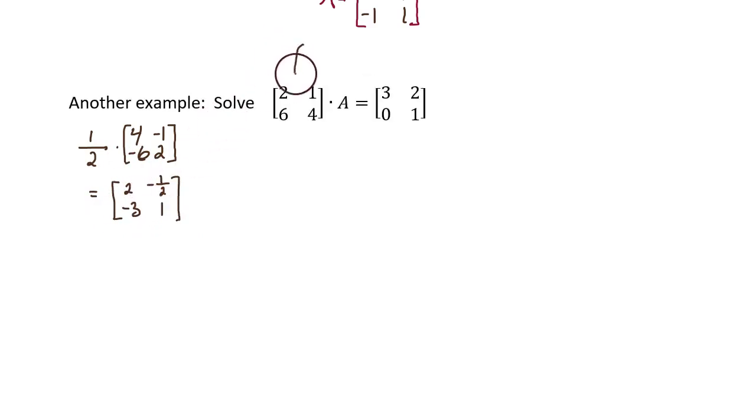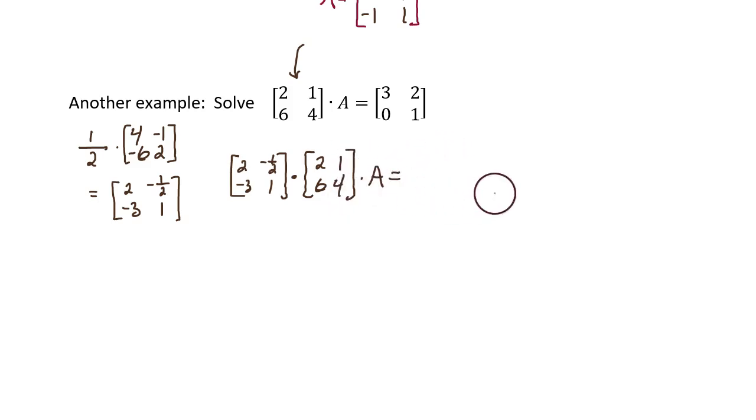Okay, what was this thing we were figuring out over on the side? We were finding the inverse of this matrix so that we could multiply by that on the left side and over here on this side. So let's show that now. So we have the 2, -1/2, -3, 1, and we want to times it to the 2, 1, 6, 4, and then the times A. And then over here on this side of the original equation, we want to take that same inverse that we figured out and write it down. And show how we're multiplying it to the 3, 2, 0, 1.